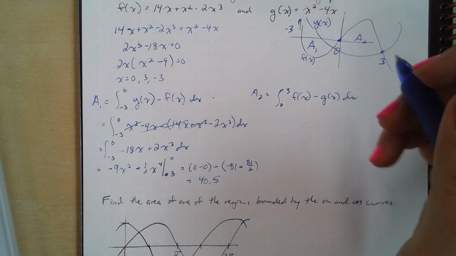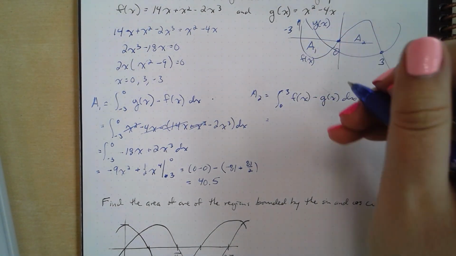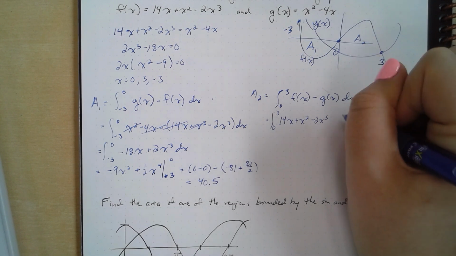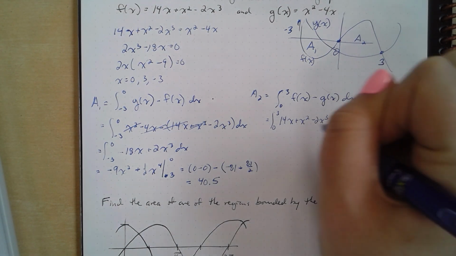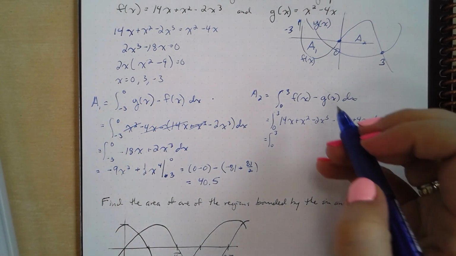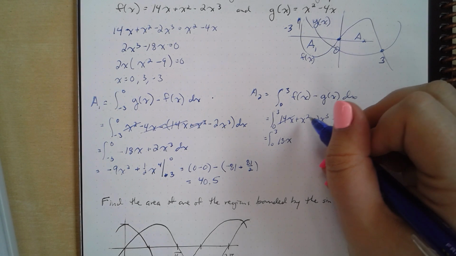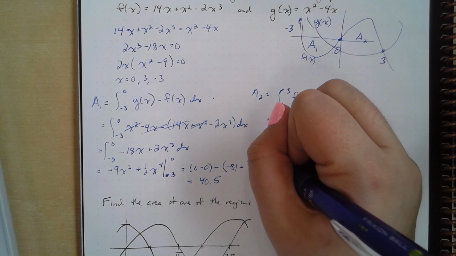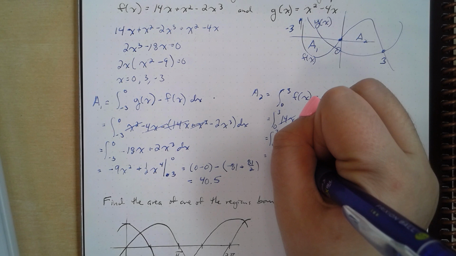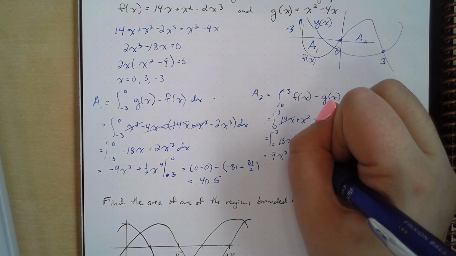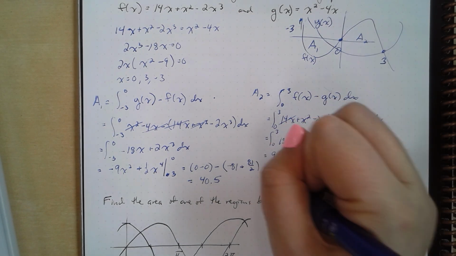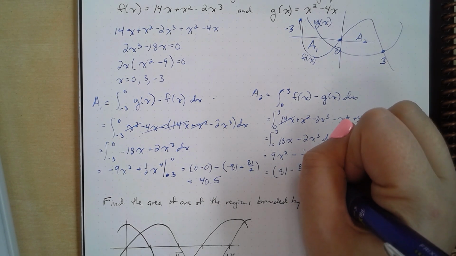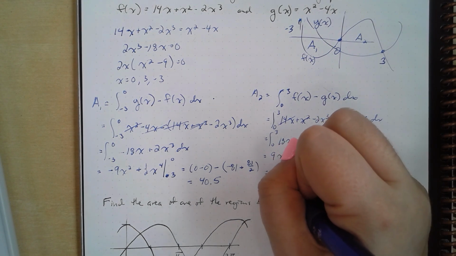And then the area of our second section is just going to be the same process but backwards, right? So 14x plus x squared minus 2x cubed minus x squared plus 4x dx. We're going to have 18x. Those cancel out. Minus 2x cubed, dx. So you have 9x squared minus 1/2 x to the 4th, 0 to 3. So this will become 81 minus 81 halves minus 0, which equals 40.5.